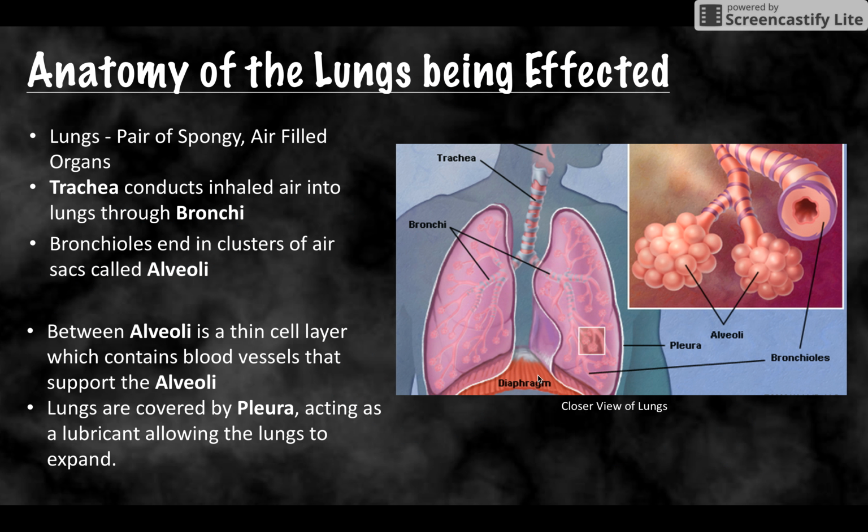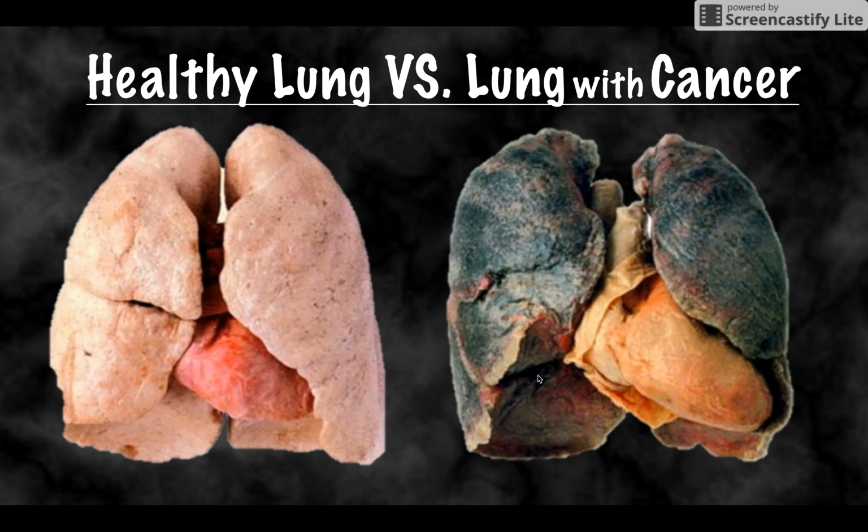The lungs are a pair of spongy air-filled sacs. There are 3 lobes in the right lung and 2 lobes in the left lung. Alveoli are the only true respiratory zone structures. They are responsible for gas exchange, which occurs by diffusion across the walls. Lungs are also covered by pleura, which acts as a lubricant, allowing the lungs to expand so we can inhale and exhale.